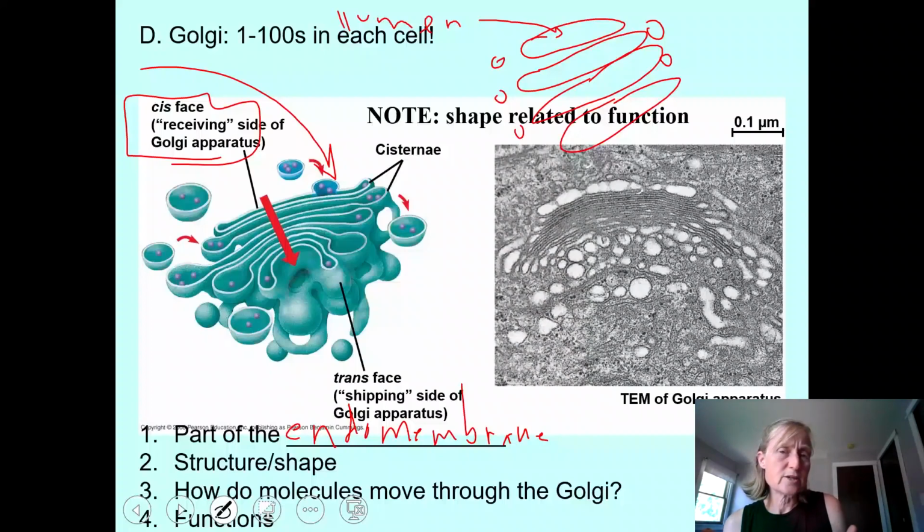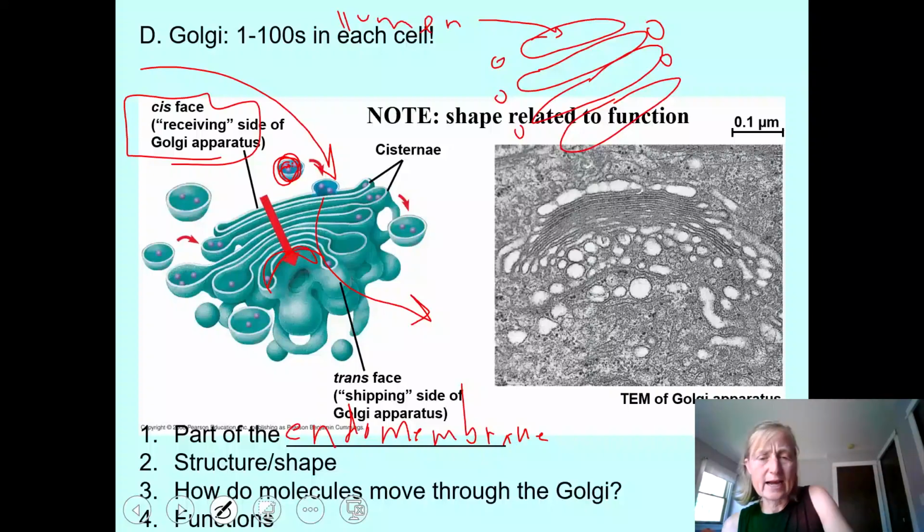And materials tend to move from the cis side. These little modified proteins that aren't quite fully mature yet, arriving in little tiny vesicles from the ER, are going to move through the Golgi apparatus and eventually leave at the trans side of the apparatus, right? That's the shipping side, if you will. People call the Golgi the post office of the cell, right?